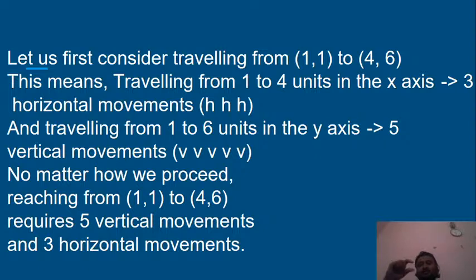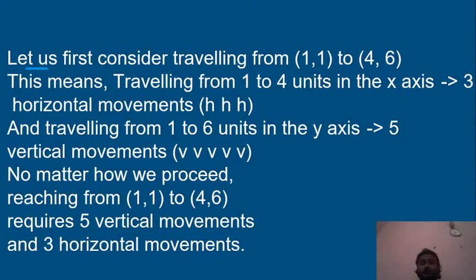See, the thing is I can go from 1 1 to 2 1 or 1 2, then from 2 1 again to 2 2 or 3 1. So there are multiple options, but one thing is clear, that I will end at 4. And if I'm ending at the x coordinate of 4, given that I started from x equal to 1, it means that along the x axis I have traveled 3 units.